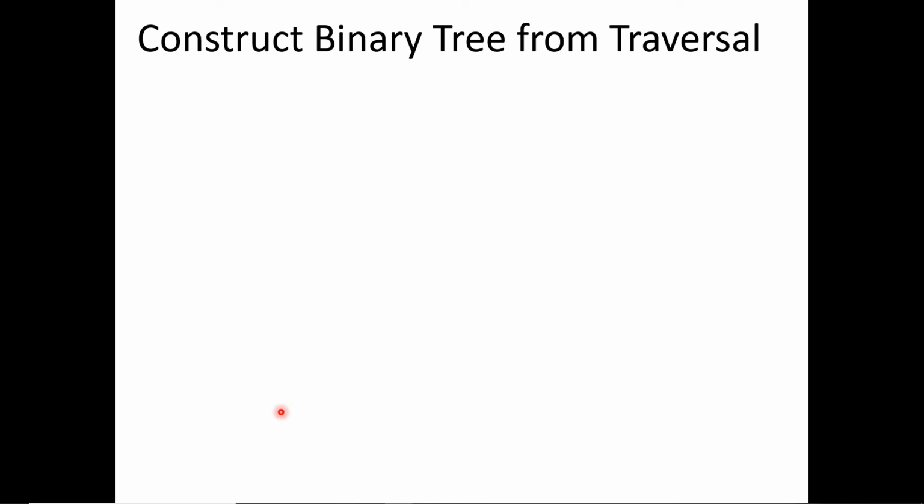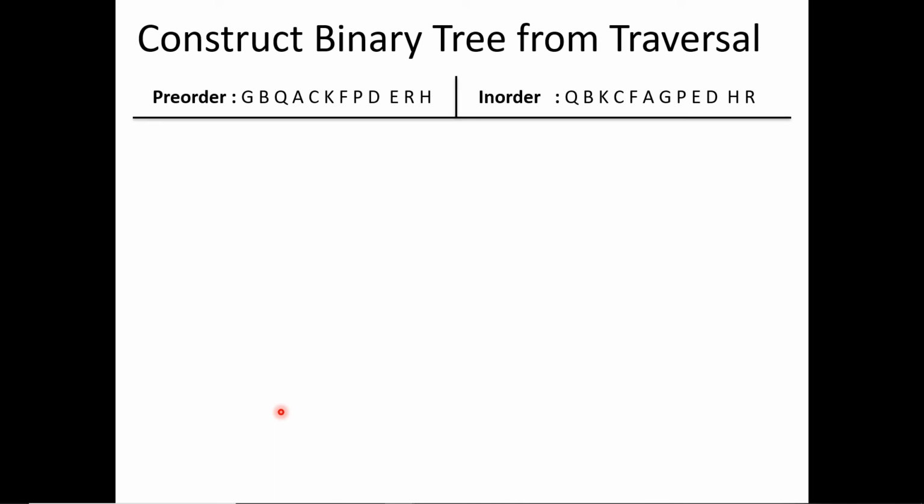Now construct a binary tree from traversal. For this we have been given pre-order and in-order. In the previous example we saw an example with post-order traversal and in-order traversal. Now in this example we have pre-order and in-order. So in the first step, what do we have to check? In pre-order we know that the root is located at the first position, right? So now G becomes the root of the tree.